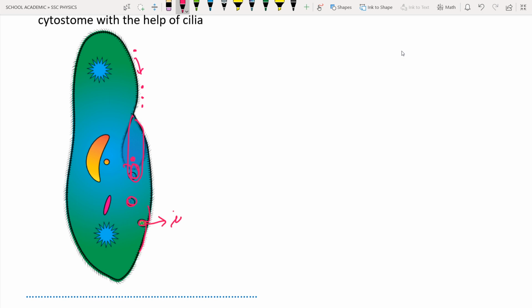It means undigested food will be eliminated from the paramecium. So this is heterotrophic nutrition, which occurs from small animals to larger animals, or from unicellular organisms to multicellular organisms.